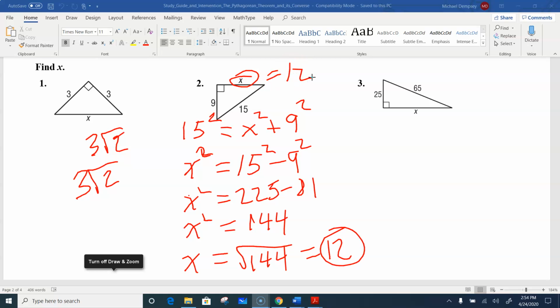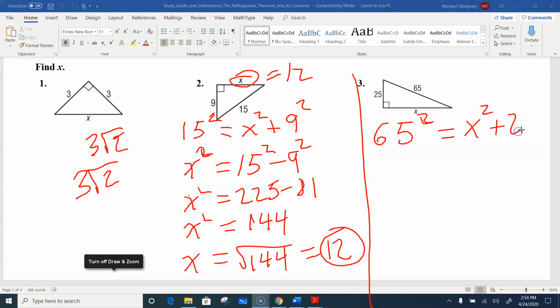Okay. All right. Now in the last one, some big numbers, so make sure you have your calculator handy for this one. 65 is going to be by himself here. 65 squared equals x squared plus 25 squared. Okay, so now it's up to you whether you want to square those out or if you just want to plug them into your calculator.